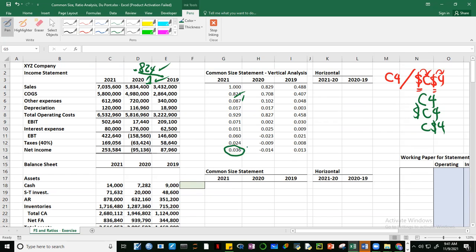This is 0.036 divided by 1. May denominator yan, yung 1. What's the denominator? Yung sales. So, what's the implication of this? For every 1 peso of sales, the company is earning 3.6 centavos. Okay? So sa bawat piso na nabenta natin, ang kita natin doon 3.6.